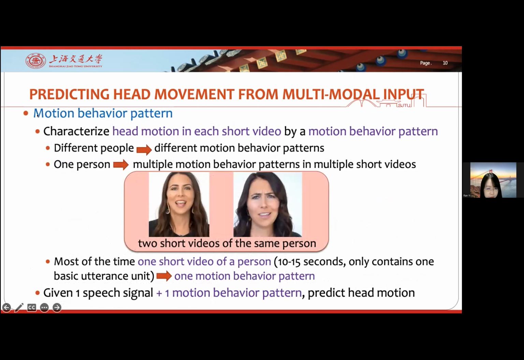we define the motion behavior pattern. We characterize the head motion in each short video, that is of 10 to 15 seconds, by a motion behavior pattern. And we think that different people will have different motion behavior patterns. And for one person, there are different motion behavior patterns in the different short videos of that person. And these two videos show an example. These two videos are of the same identity, but they have different head motion patterns.